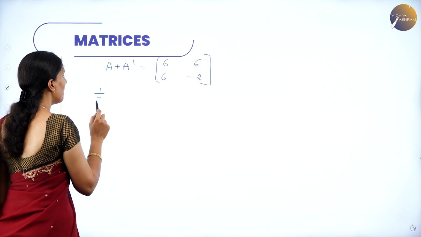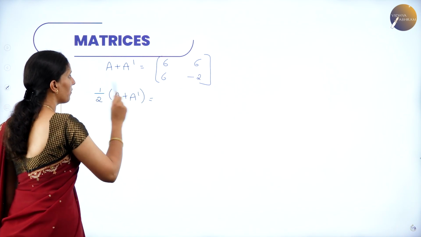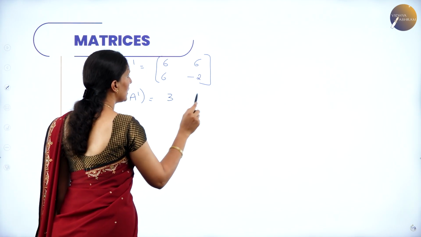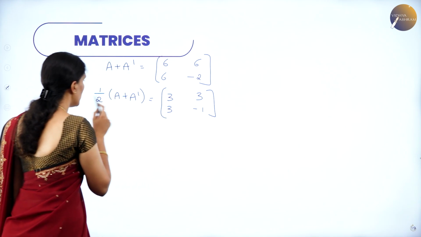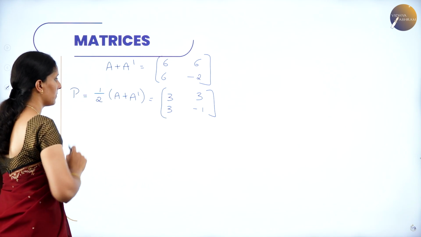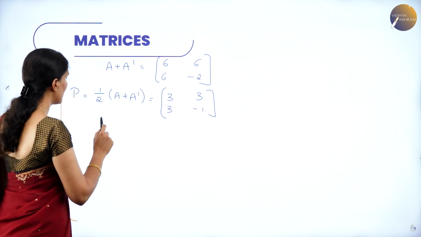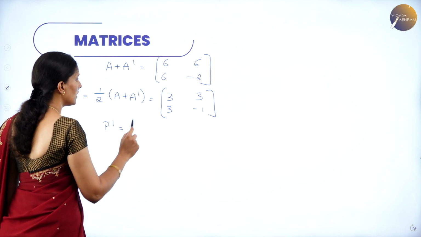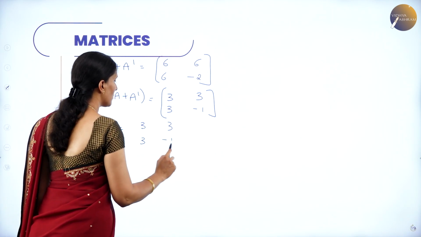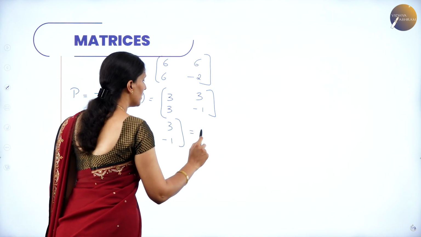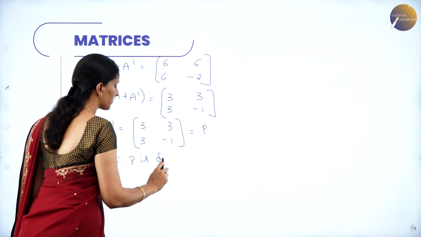So let's take half of A plus A dash. What is half of A plus A dash? 3, 3, 3, minus 1. This is actually P. So P must be a symmetric matrix. Let me take P dash. So P dash is what? 3, 3, 3, minus 1. So therefore this is P. So what we can conclude, therefore, P is symmetric.